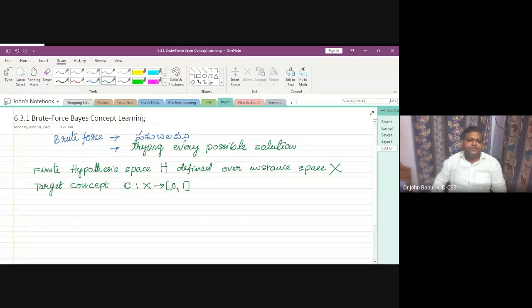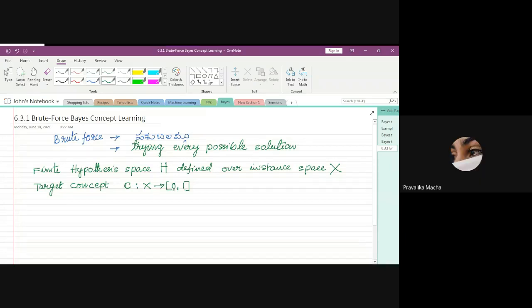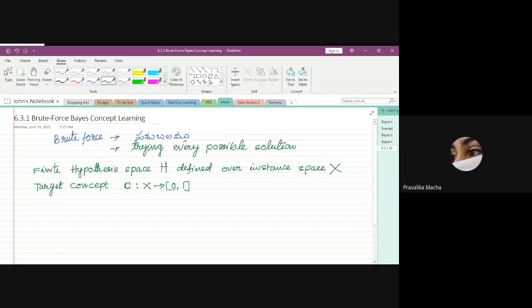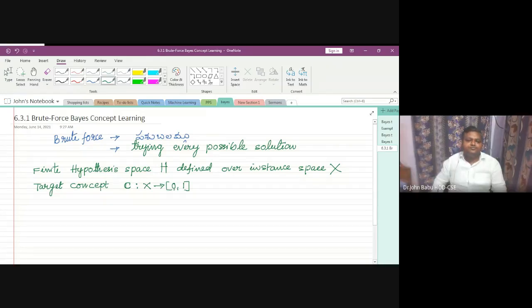So we have seen, what was his name? In the first chapter, we talked about whether he will enjoy the sport or not. If he enjoys the sport, the target concept is 1, and if he doesn't enjoy, it is 0. What was his name? Aldo. Aldo enjoys his favorite sport or not. That is our target concept.